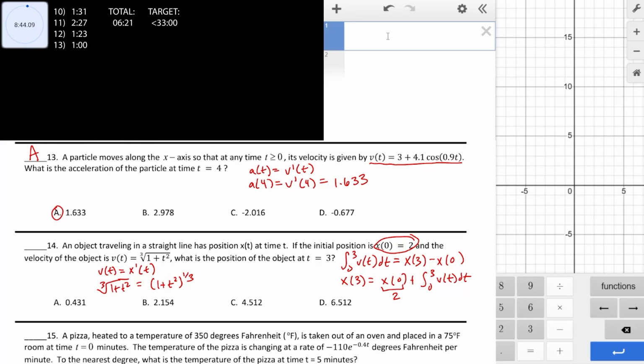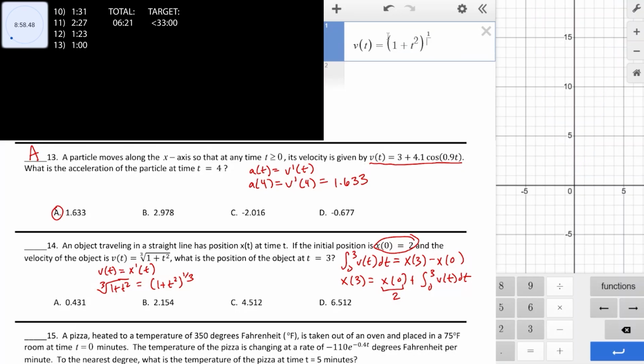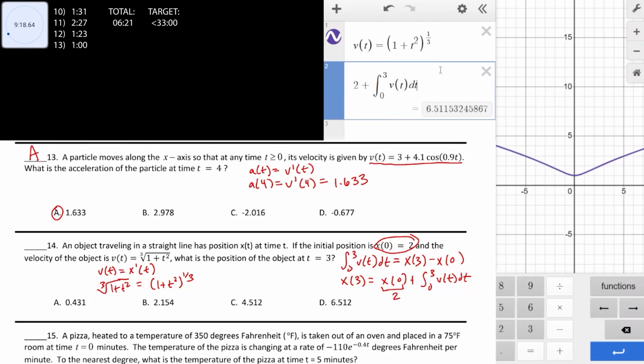First, I'll type the velocity function v of t equals, and I'm going to use the power notation here, 1 plus t squared to the 1/3 power, rather than write cube root. Again, you can search through this functions button to find that cube root, but you're probably used to rewriting it like this anyway, so that's how I'm going to write it. So here we've got 2, which is that x of 0, plus the integral from 0 to 3 of v of t dt, and that's going to give us approximately 6.51, and it'll round up to 2, giving us an answer choice of D.